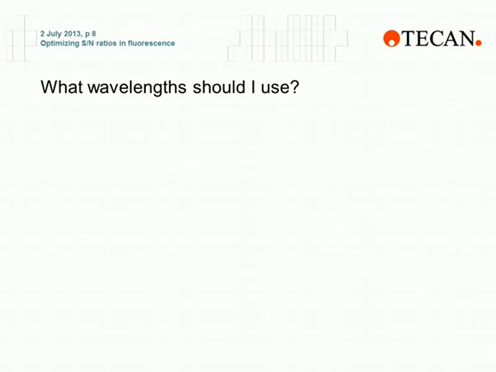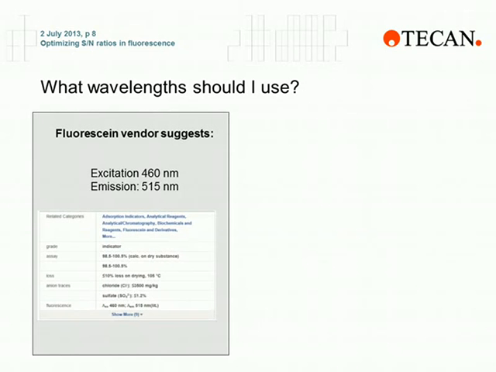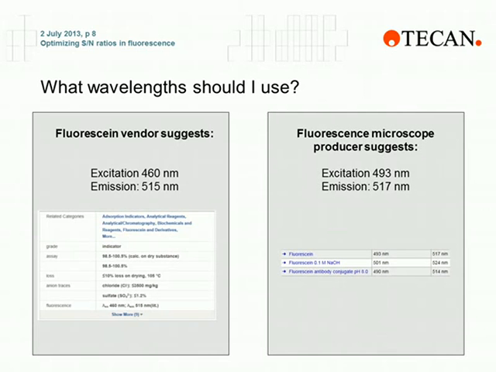When I started the experiment, I asked myself, what wavelength should I use? First, I went to the vendor homepage where I bought the fluorescein from. They suggested an excitation wavelength of 460 nanometers and an emission wavelength of 515. As an alternative, I also went to the homepage of a fluorescence microscope producer, and they recommended rather different wavelengths, with the excitation at 493 and the emission at 517.